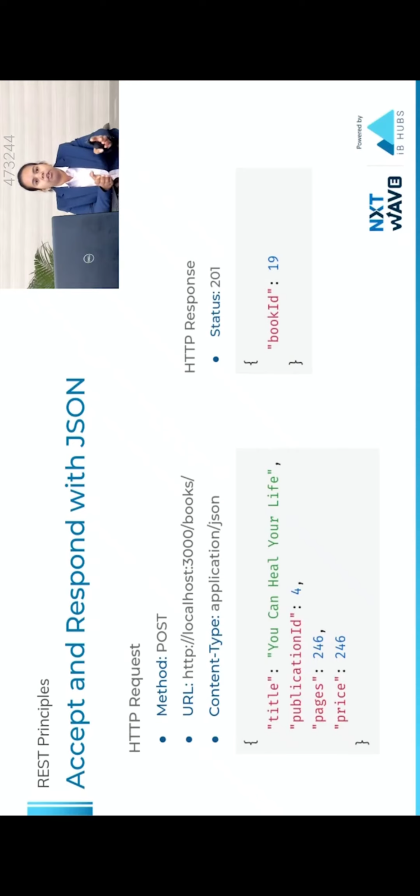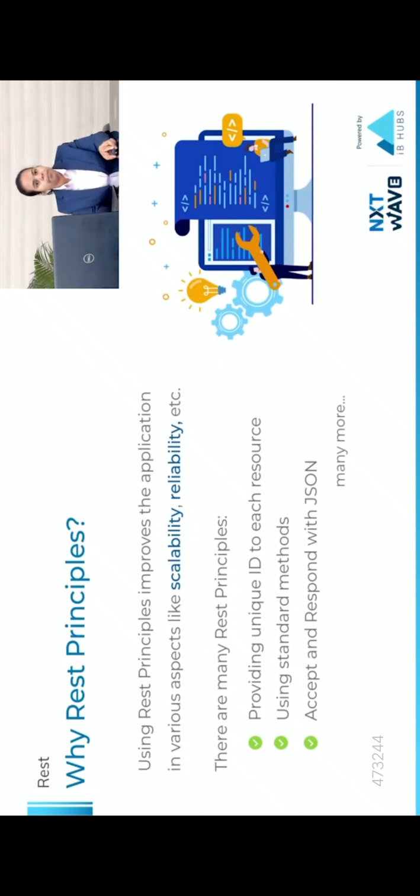Like this, there are various sets of principles. When we write the APIs using these REST principles, we say that such APIs are REST APIs. The APIs that we were writing so far are the REST APIs because we were following all these REST principles. When we follow these principles, there are various advantages like scalability and reliability, and various other things. That's the reason it's always suggested to use the REST principles.